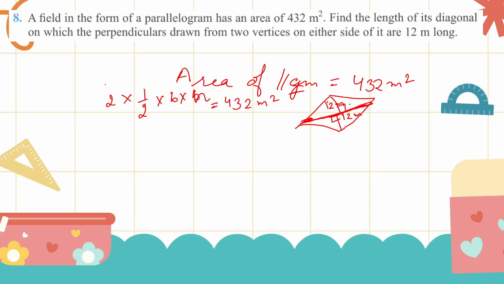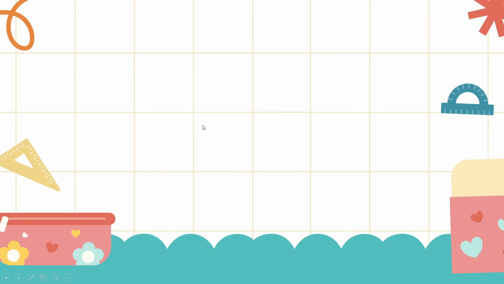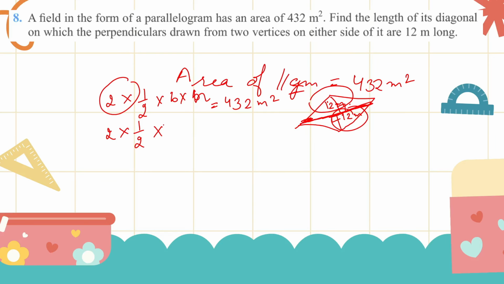Because we are writing this by 2 because the height is the same. If this height were different, then we would need to write it like the area of the first triangle plus the area of the second triangle. Now here the height is the same, so we are writing like this. And now the base we need to find, so we will write base and height is 12 equals 432.